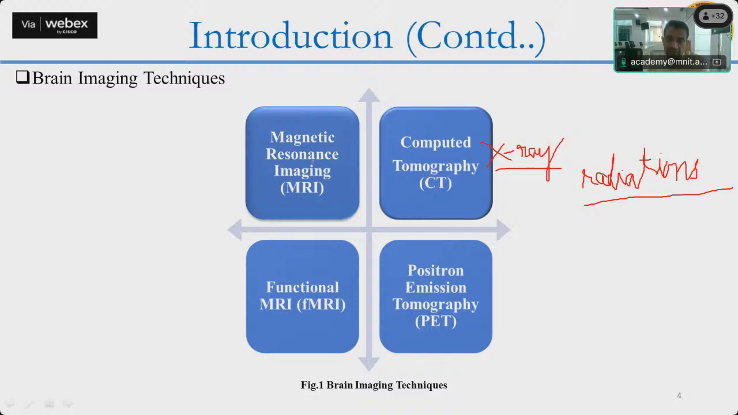What about magnetic resonance imaging? Here, these radiation disadvantages are removed. Why? Because we take the image based upon the coupling, the dipole, etc., the magnetic part. But what is its disadvantage?